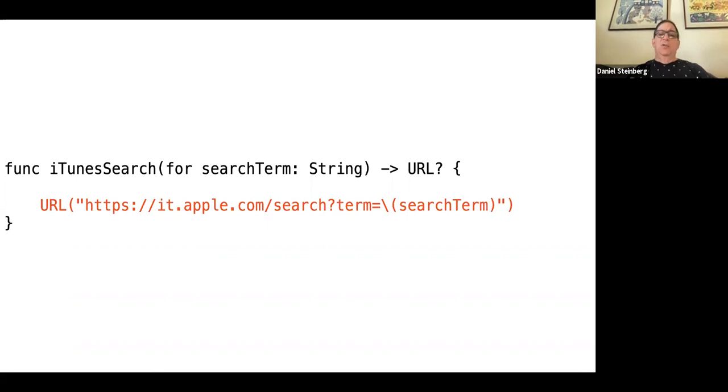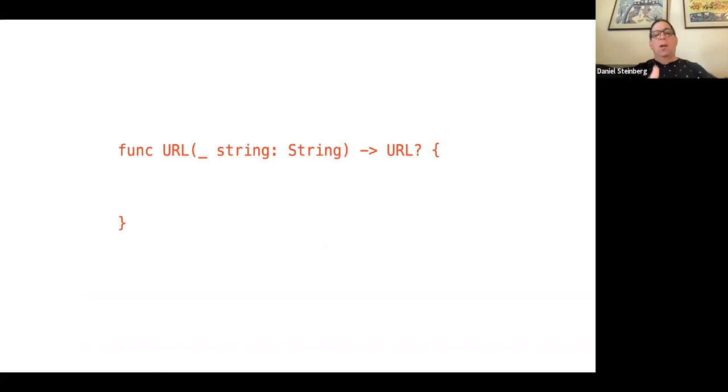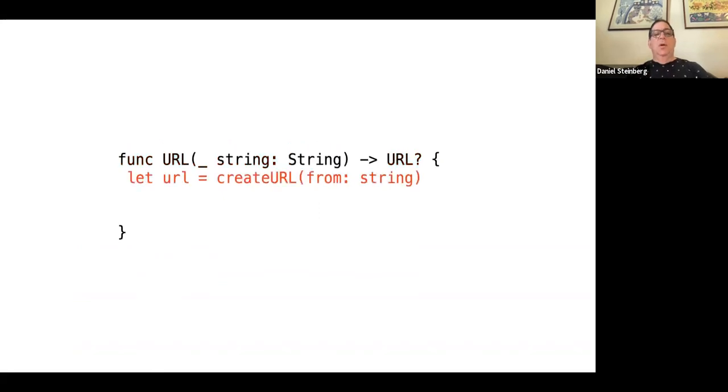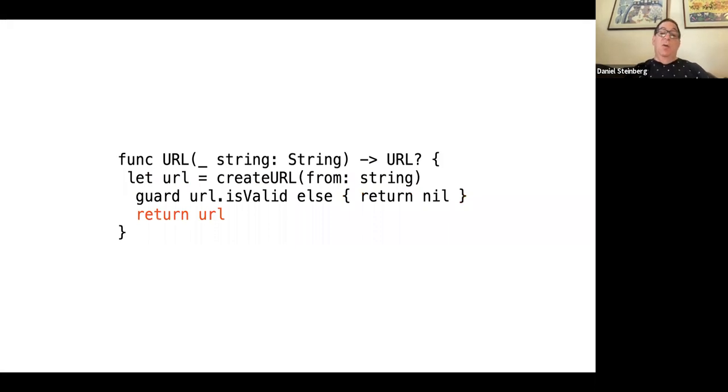And so this URL returns an optional URL from a string. That's not the actual search string, so I've shortened it a little bit so it fits on the slide, but it's close enough. The point is that URL returns an optional as well. And here's my URL method. It returns an optional URL. And so it calls create URL, which creates a URL from a string. And it looks to see, is this URL valid? If it's not valid, I'm going to return nil. If it is valid, I'll return the URL. So I'm returning an optional if something isn't valid.